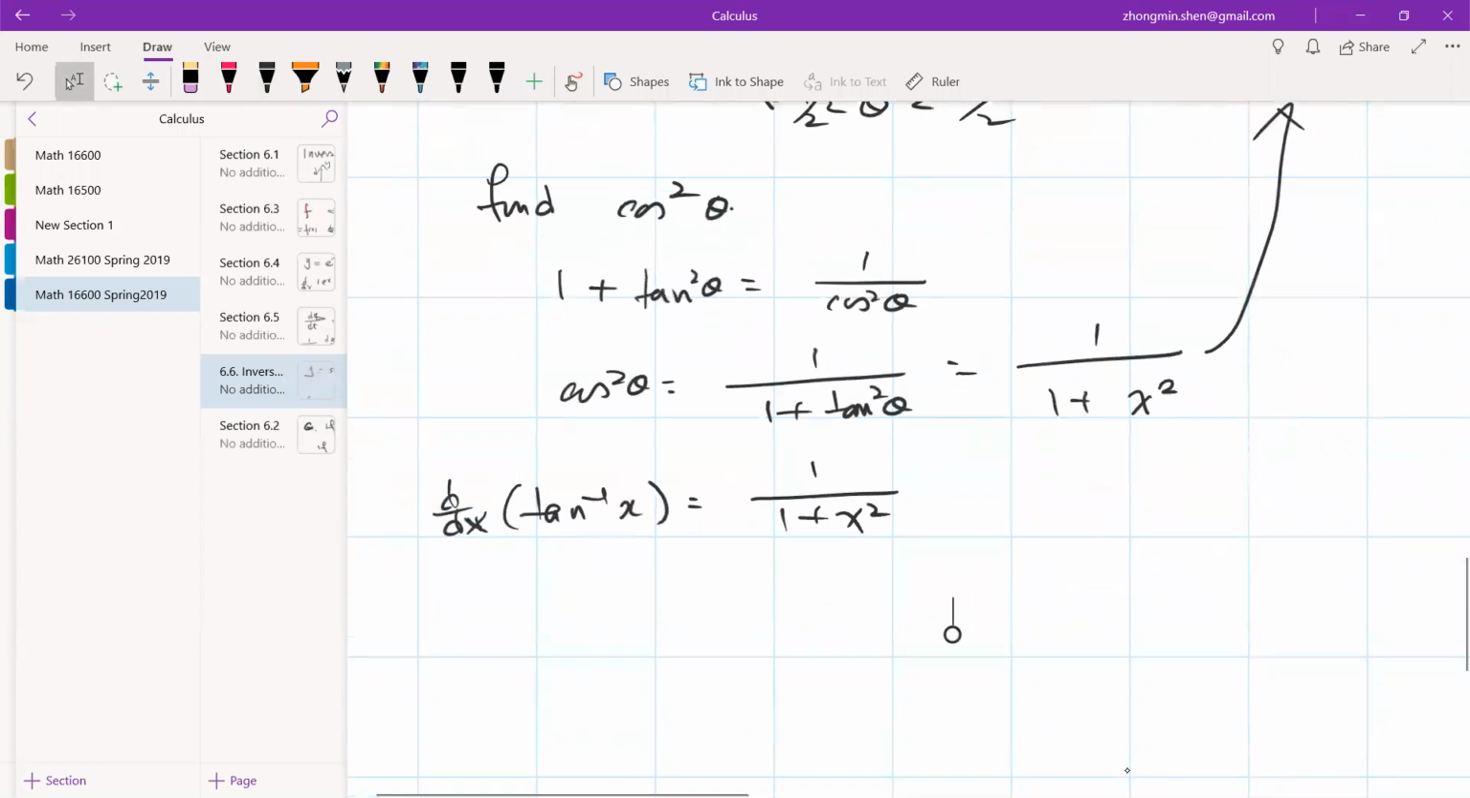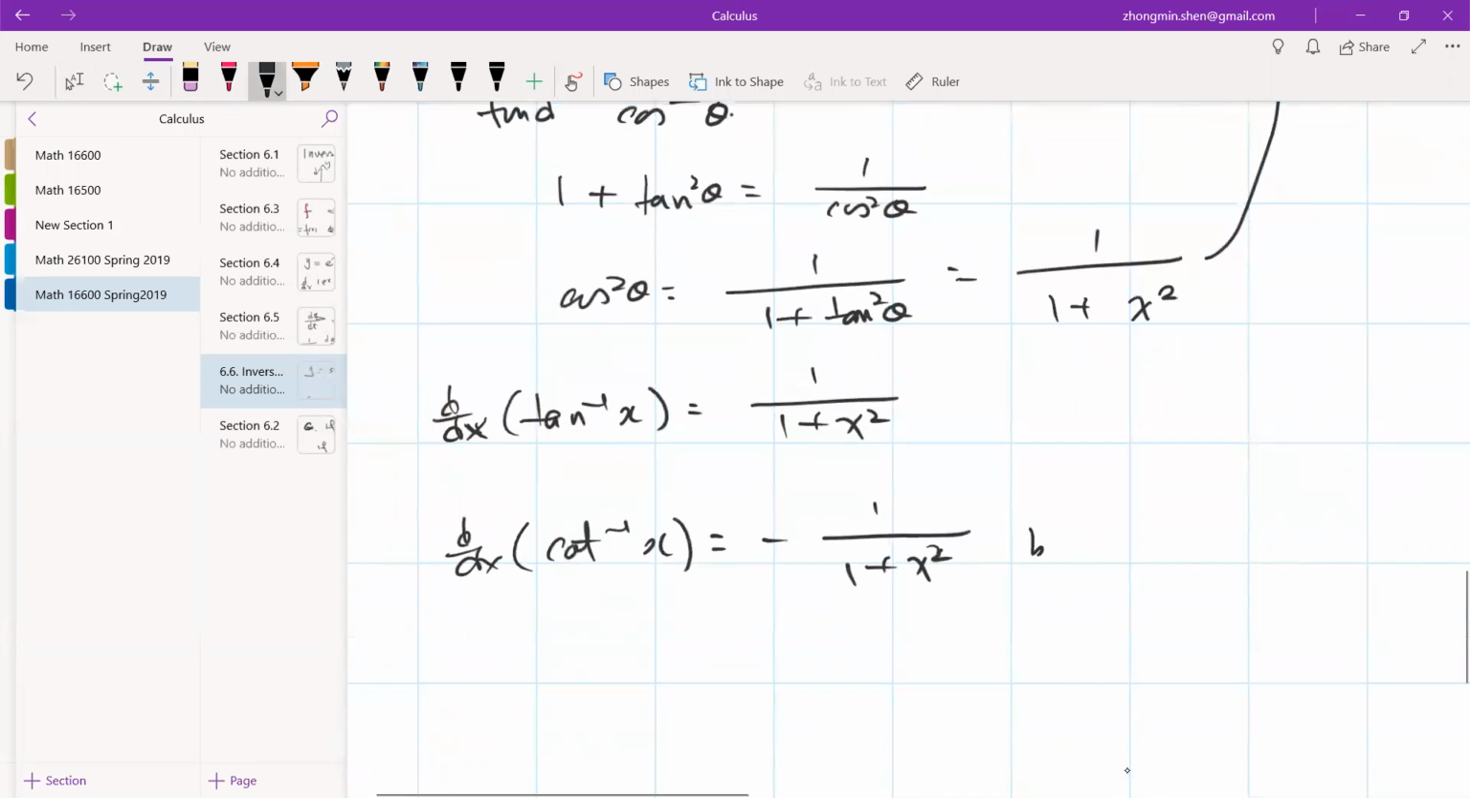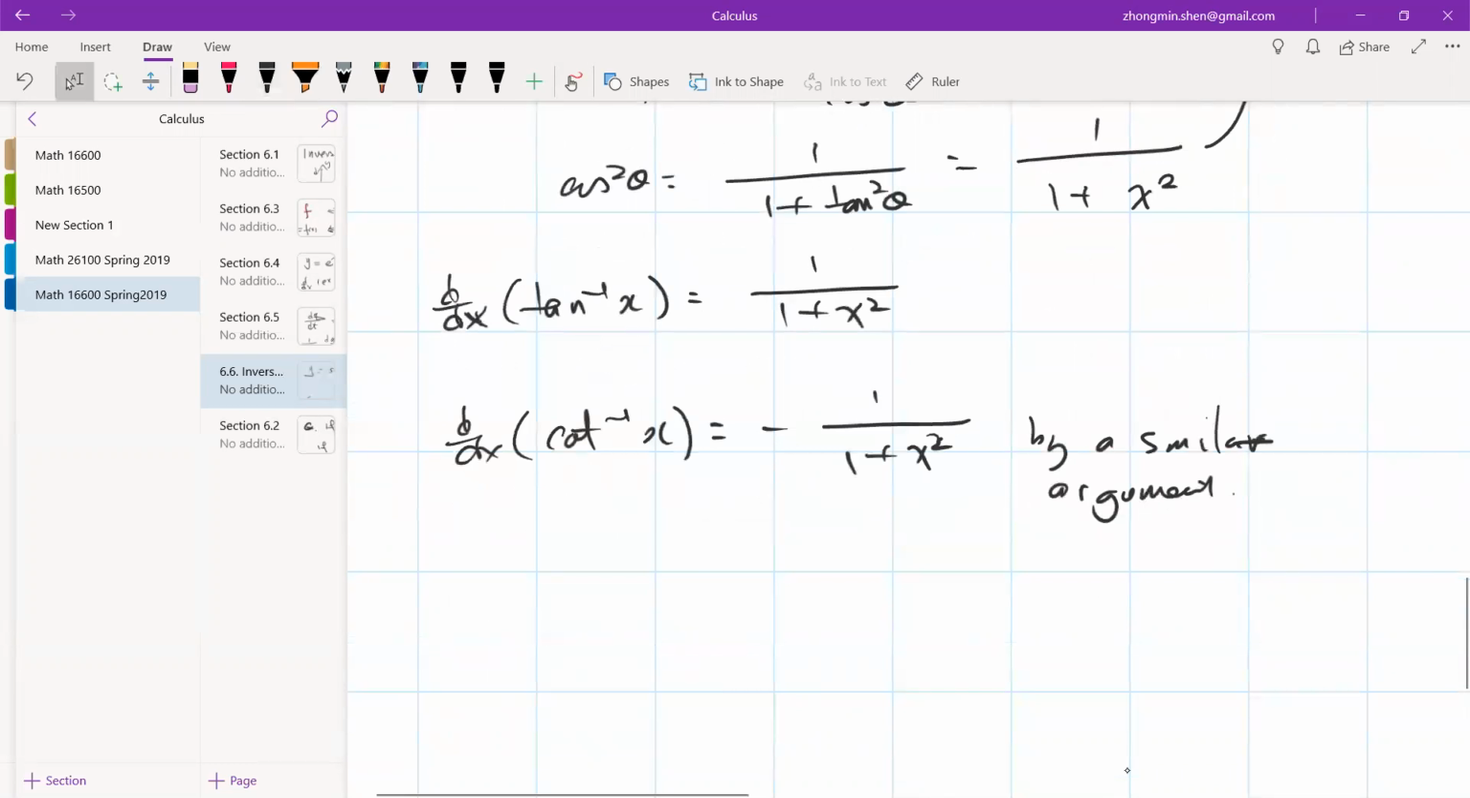For arc cotangent, the only difference here is going to be a negative sign. Okay, negative of this by similar argument. And now we can do all kinds of exercises.